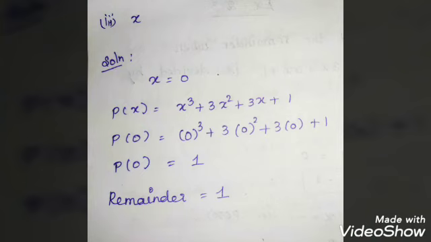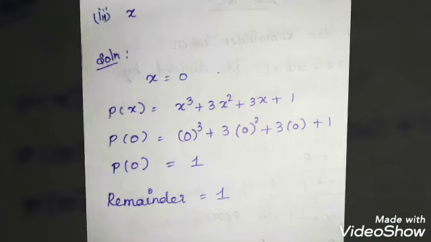What is your third question, which means third subdivision? X, which means x is equal to 0. Directly we are getting x is equal to 0. Substitute in the polynomial p of x. In the place of x you have to put 0. So 0 cubed plus 3 into 0 squared plus 3 into 0 plus 1. What you will get? P of 0 is equal to 1. So what is our remainder? Remainder is equal to 1.